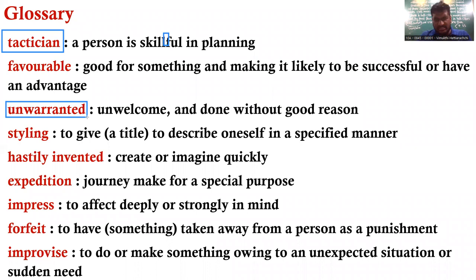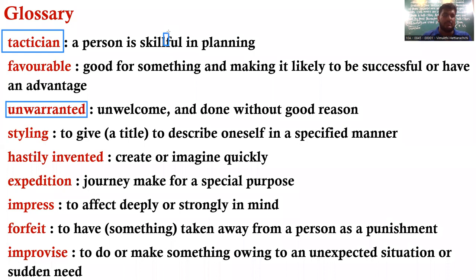Hastily invented. Hastily invented refers to created or imagined quickly. So the aunt has hastily invented the Jagbrof expedition. She didn't have any plan to execute something like that. But soon she understood that she has to give some kind of punishment to Nicholas. So as a result of that, it was hastily invented, right? Built or else imagined very quickly. Expedition means a journey made for a special purpose. That is what we call expedition, right?